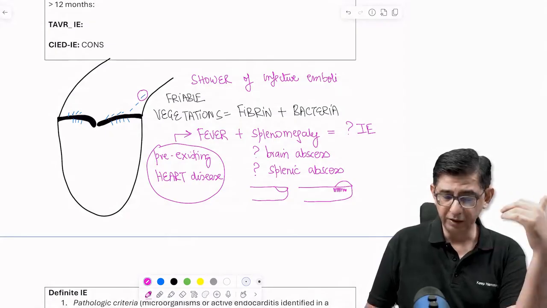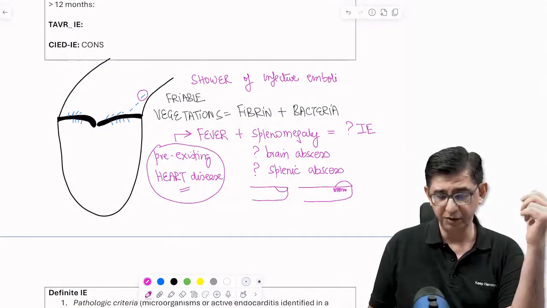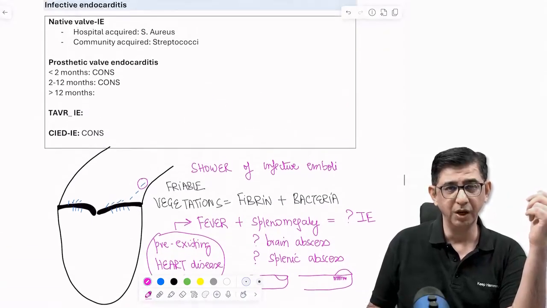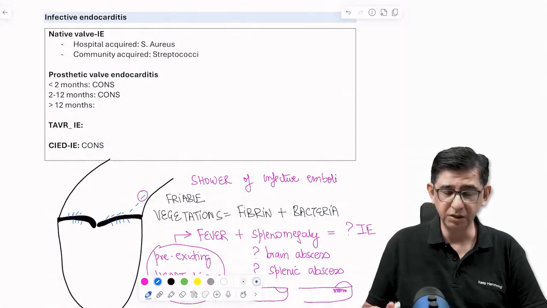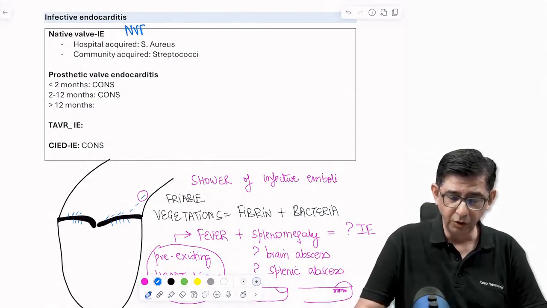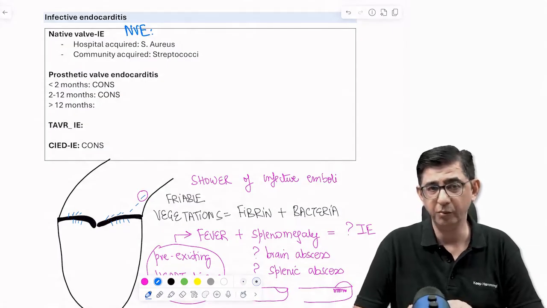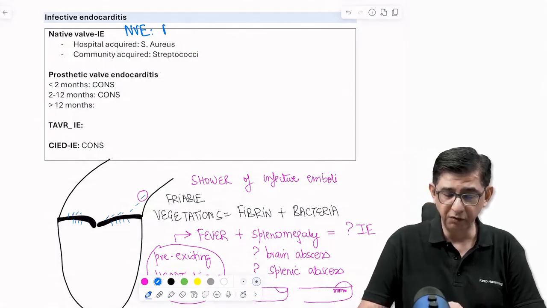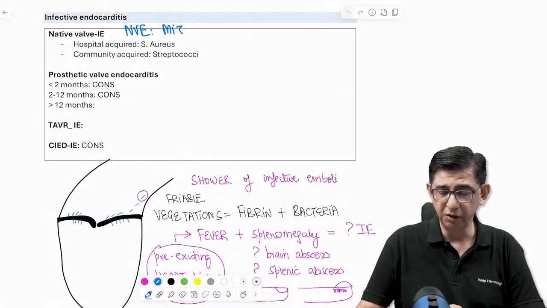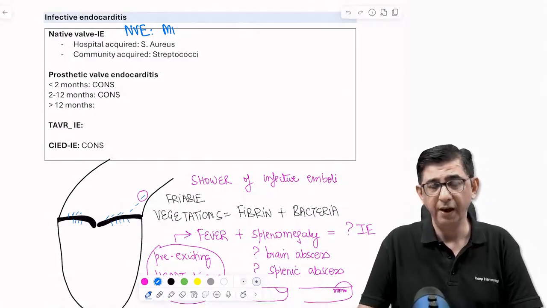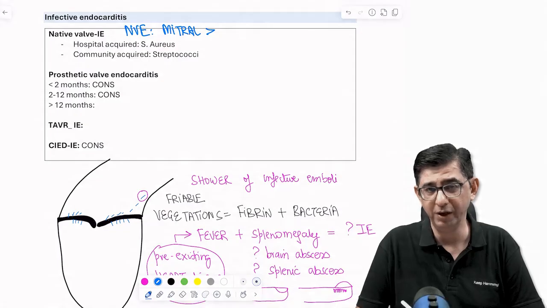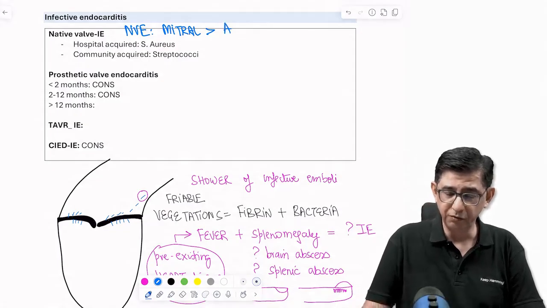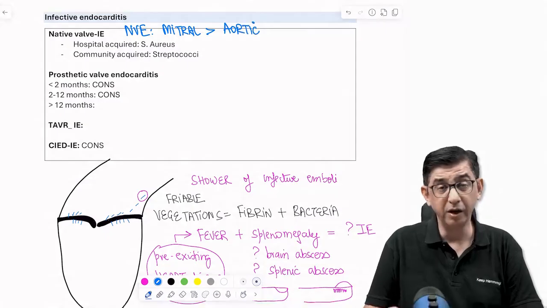Now in the light of these details, pre-existing heart disease and the clinical manifestations, let's look at the bacteria which are responsible. Some of the questions are going to be very simple and straightforward. He will use the word NVE, that is native valve endocarditis. That means the original heart valve of the patient is getting involved. A prosthetic heart valve, as you can understand, is the artificial heart valve that we are putting. As far as native valve endocarditis is concerned, he will ask which heart valve has a higher predisposition. Your answer would be the mitral valve has a higher predisposition for infective endocarditis as compared to the aortic valve, because the mitral valve operates at a higher pressure gradient.